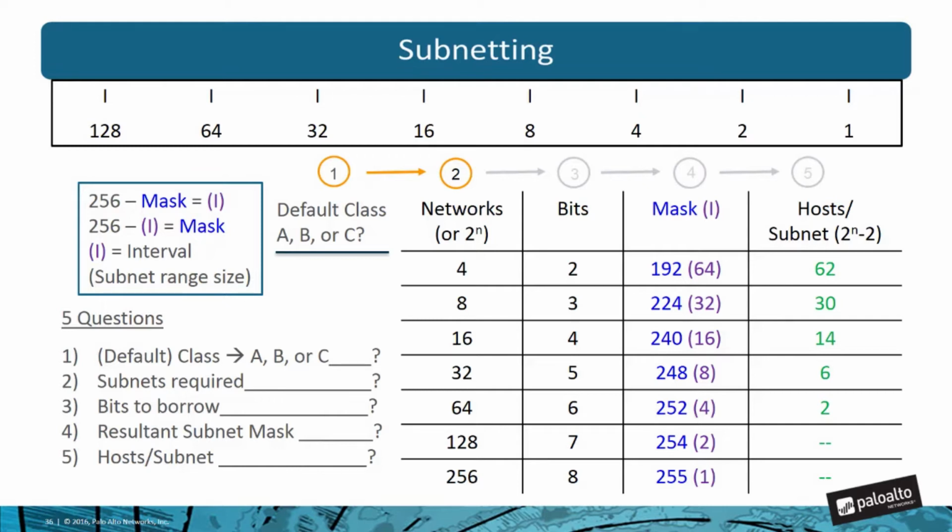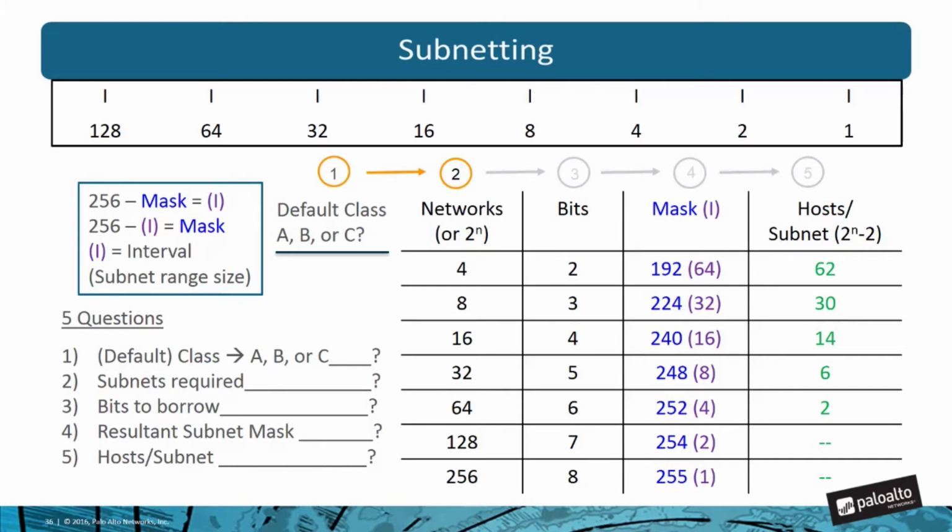Why is that? Well, remember, 2 to the n, that's going to be our process for figuring out how many networks we want. We know that 2 to the 2 bits borrowed is 4. That gives me 4 combinations of zeros and ones. For example, 0 0, 0 1, 1 0, and 1 1. Those are the only 4 combinations that we get out of 2 bits.